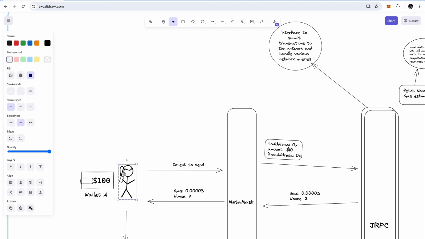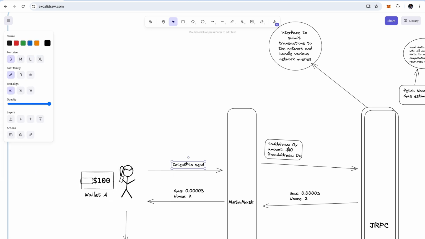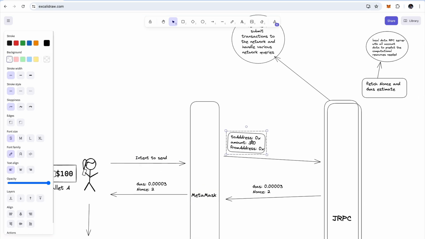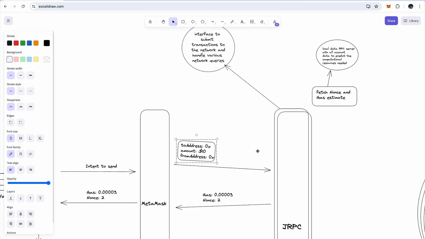So this is me, and this is my balance. I've got a wallet, and I want to send money to Sonia, right? So I open MetaMask, I put in Sonia's wallet address, and the amount I want to send, and then I hit next. So what happens from this point forward is that MetaMask is going to ping the Shardeum JSON RPC server and say, hey, get me an estimate of this transaction.